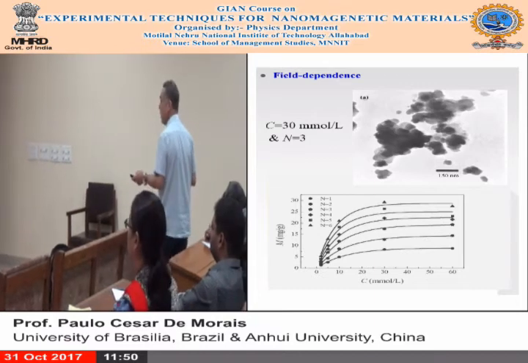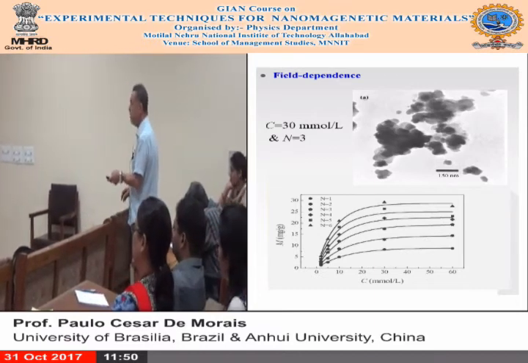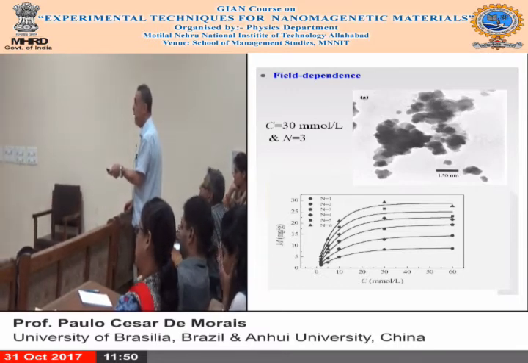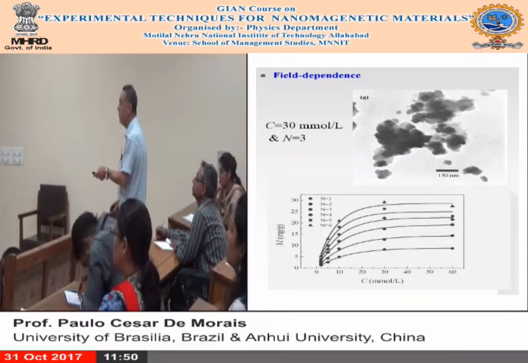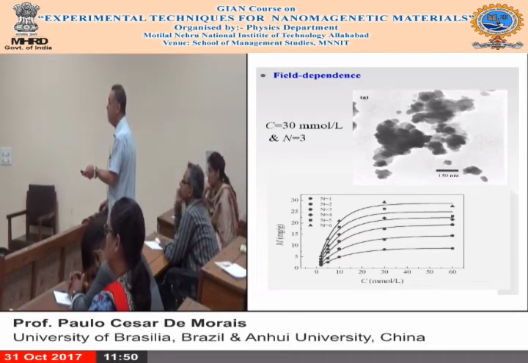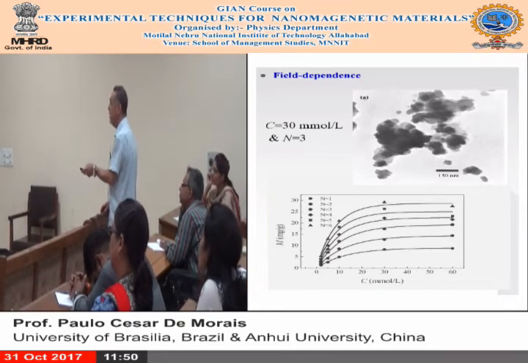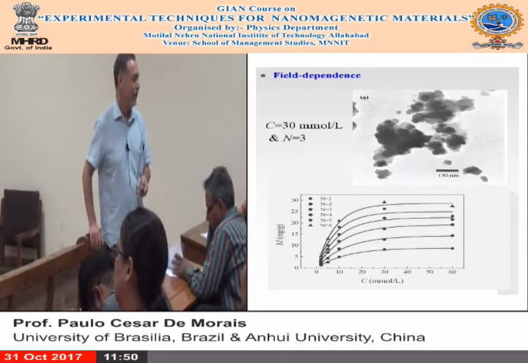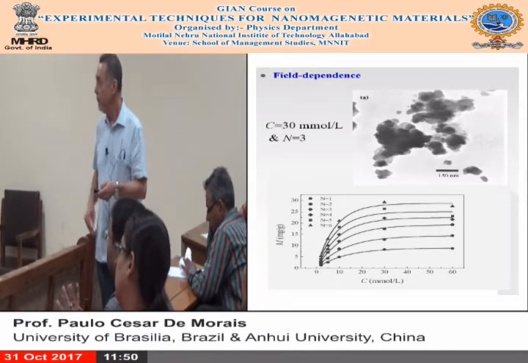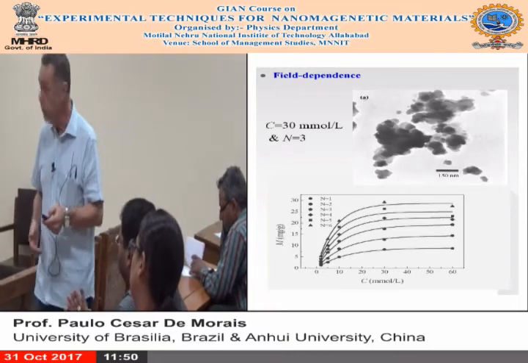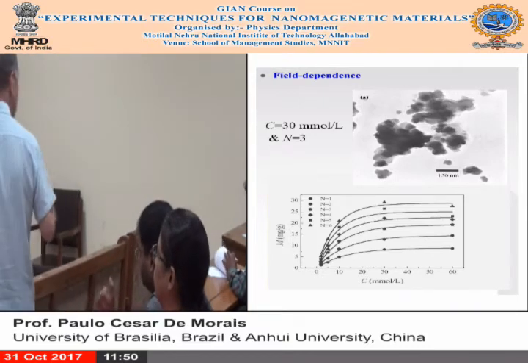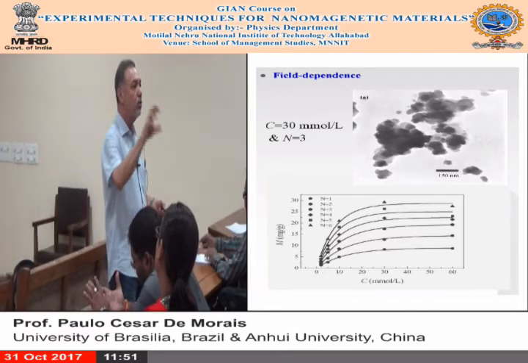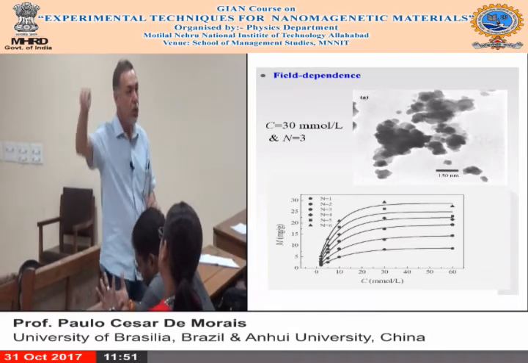So here is how it looks. This is the mass included in the polymer as a function of the concentration of iron and for different cycles of precipitation. This is a typical protocol that allows you to control the amount of magnetite you can include in this.